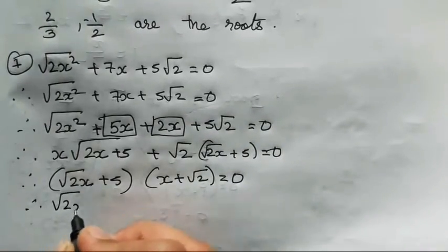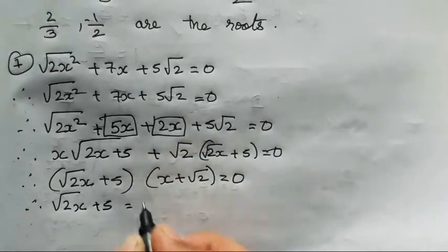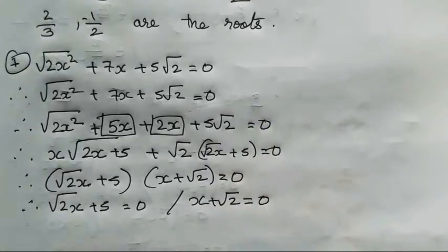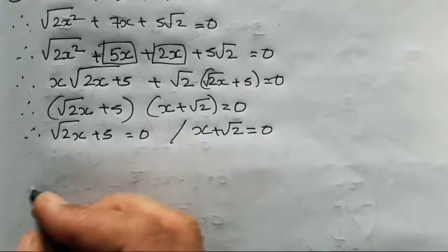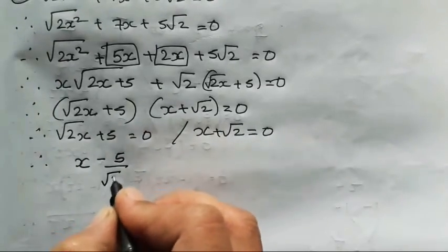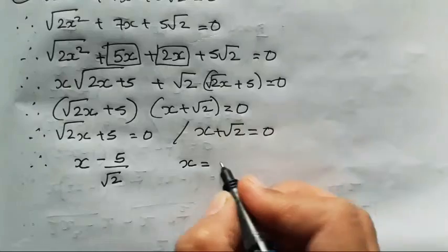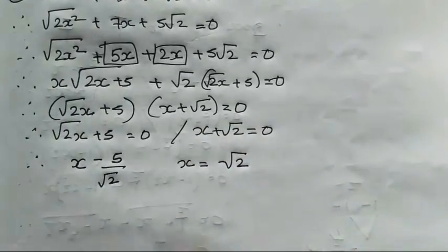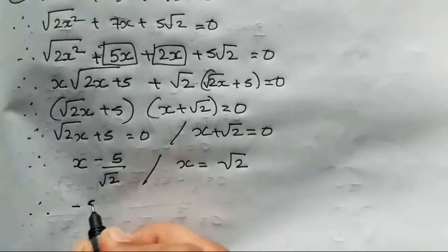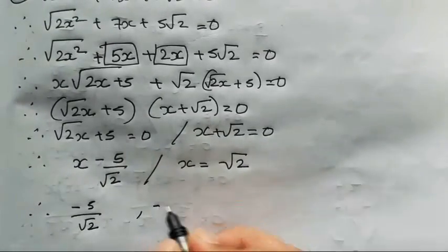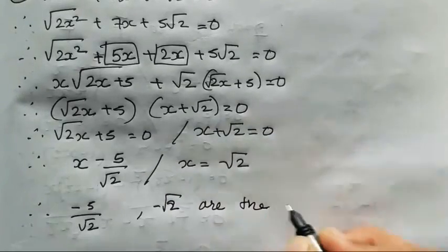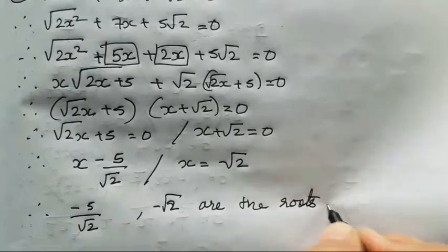Therefore root 2x, this is very easy, so therefore not explaining you all. I think now everyone has got the idea as to how to solve by the factorization method, and one sum every year you all have in your board exam. So this method is very important. Now what are the factors? Two factors we have got. Therefore minus 5 upon root 2 and minus root 2 are the roots of the given equation.